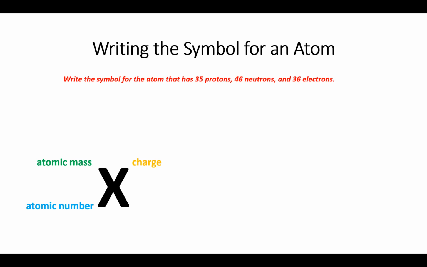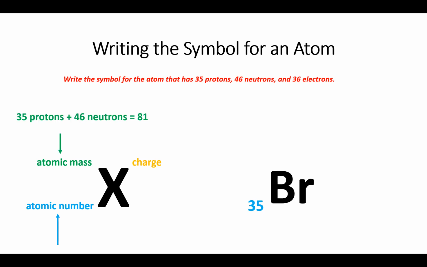This time we have 35 protons, 46 neutrons, and 36 electrons. 35 protons tells you right away what the element is that we're looking at. This happens to be bromine. We also can put the 35 down low because that's the atomic number. Let's do the atomic mass in the upper left-hand corner. We'll take our protons, add them to our neutrons, and that gives us an overall total of 81. Therefore, we put an 81 in the upper left-hand corner.